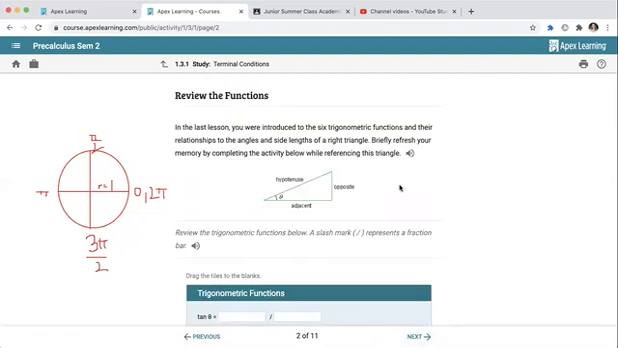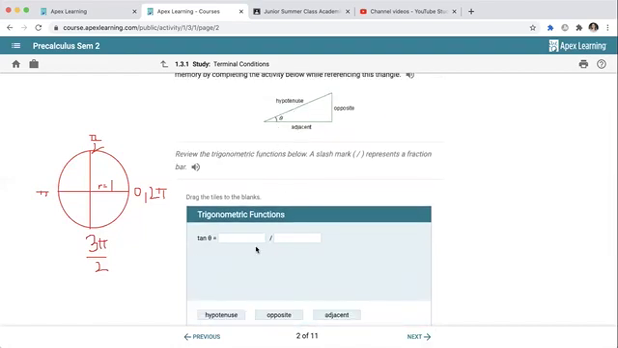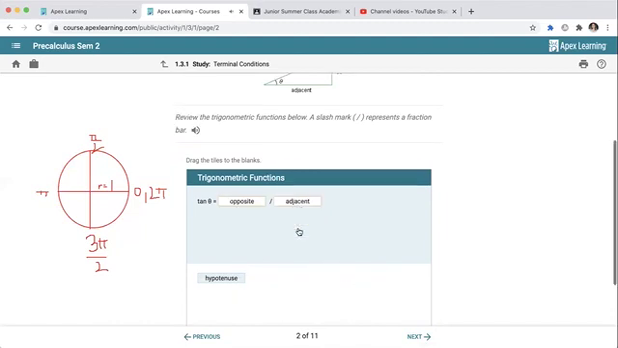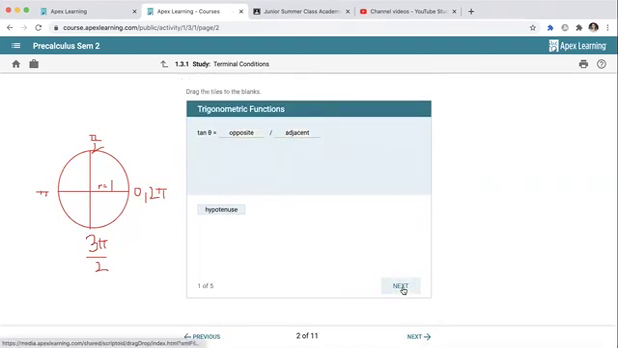Moving forward, let's review our functions. I know you dealt a lot with this, so we'll go through it quickly. Remember SOHCAHTOA: sine, cosine, tangent. For our tangent, that's TOA, opposite over adjacent. For secant, that is the inverse of cosine. Cosine is usually adjacent over hypotenuse, so now it's hypotenuse over adjacent.